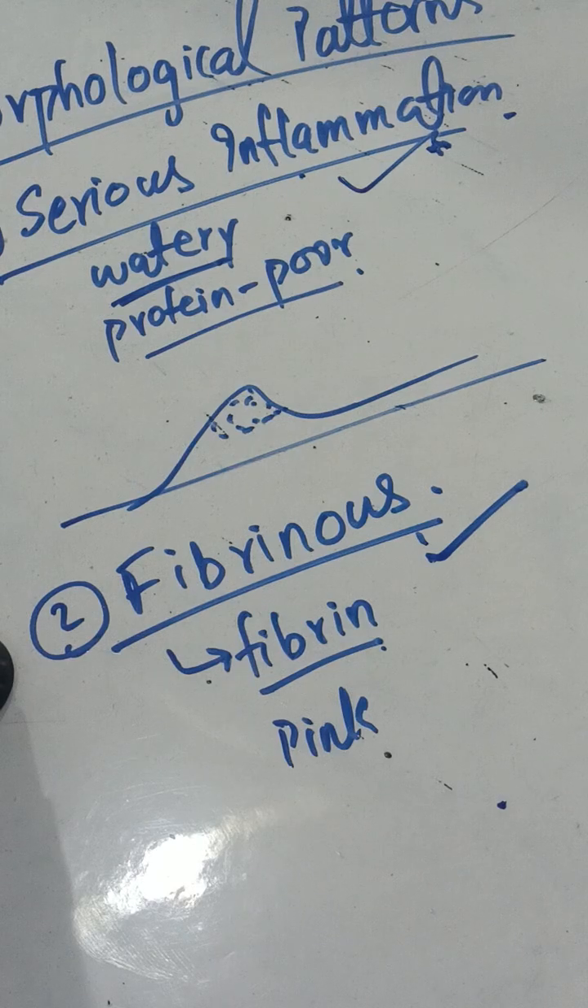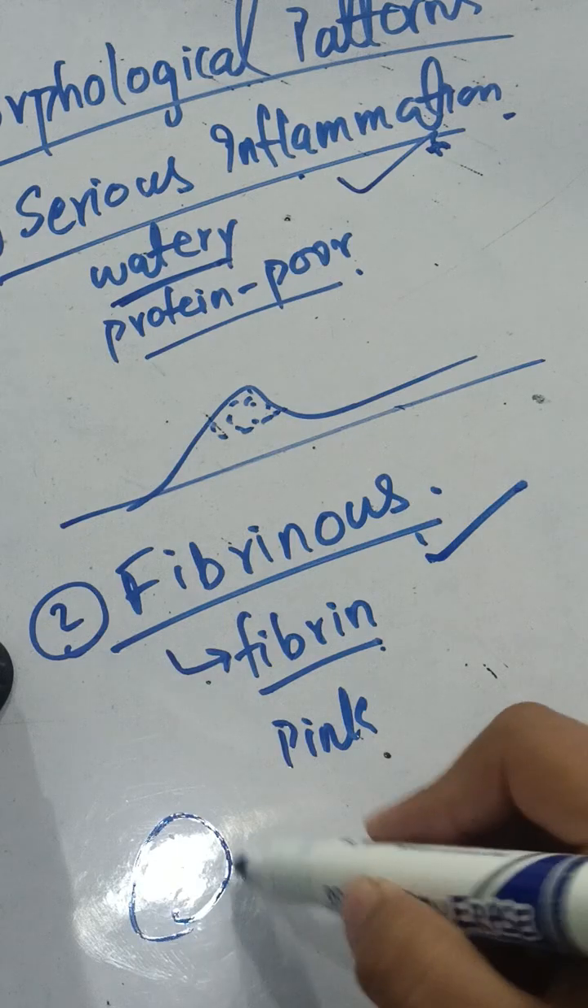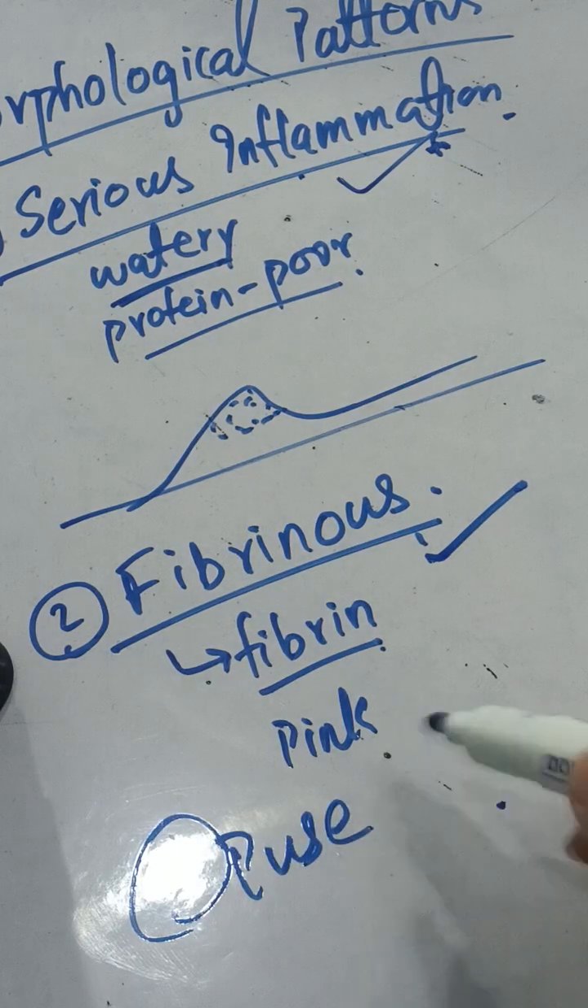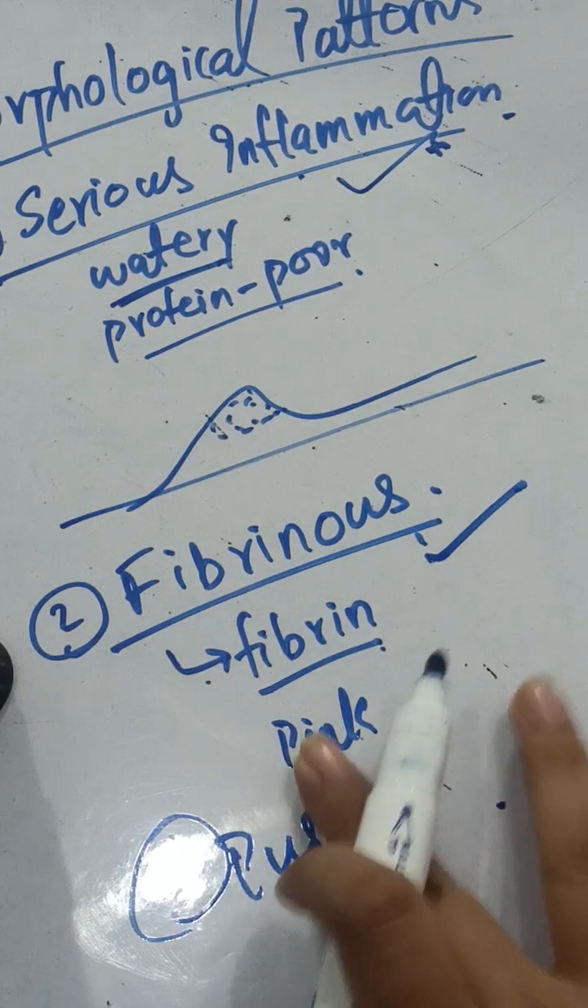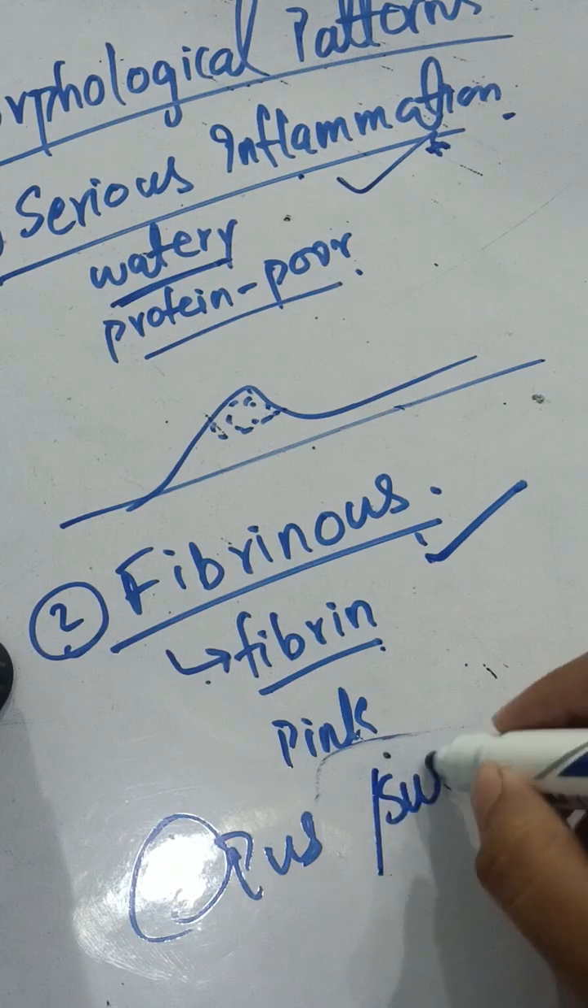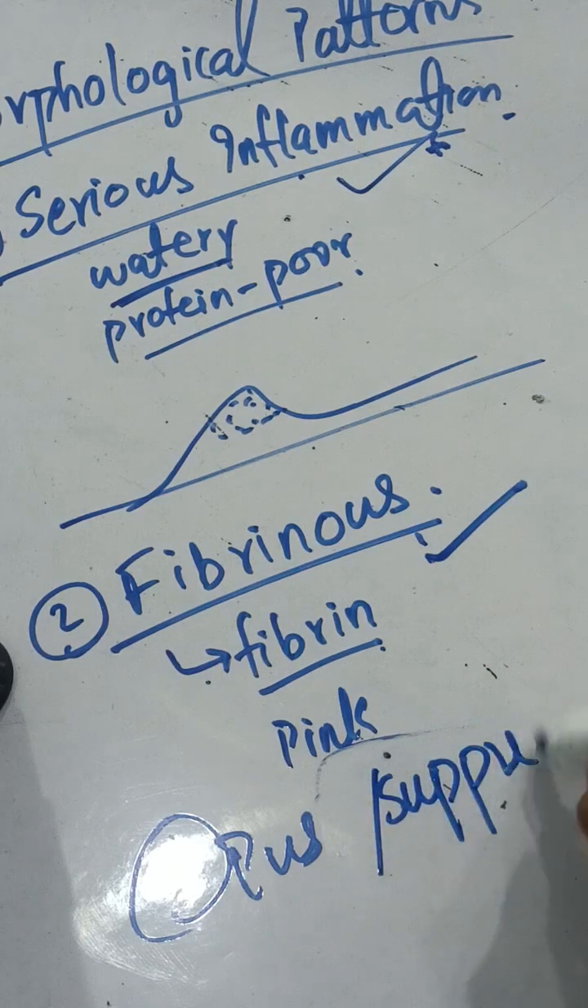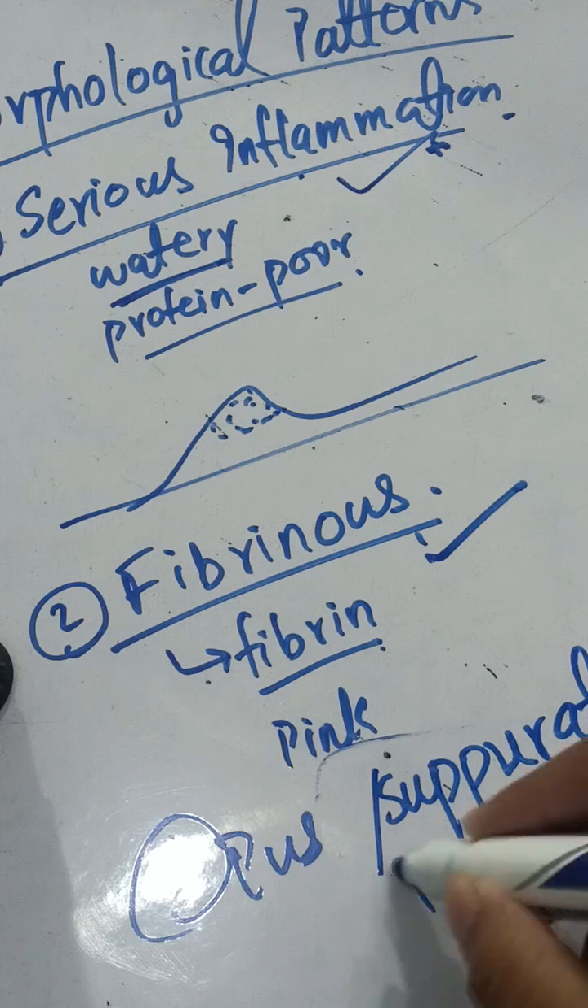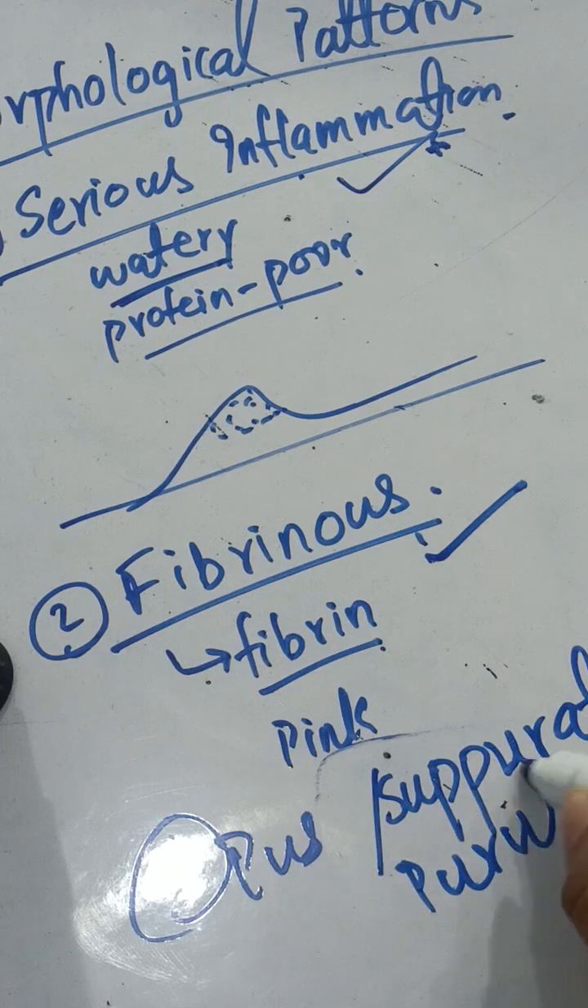Okay, the next thing that you can observe, the third, is pus inflammation. Pus inflammation has white pus in it. It is also called suppurative or purulent. So you will see the pus at the site of inflammation.